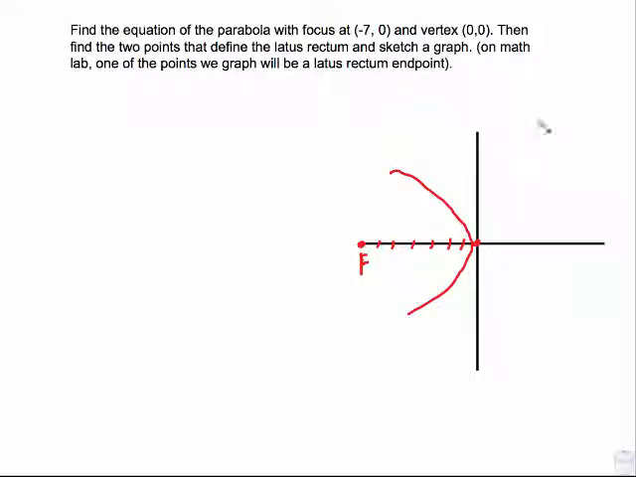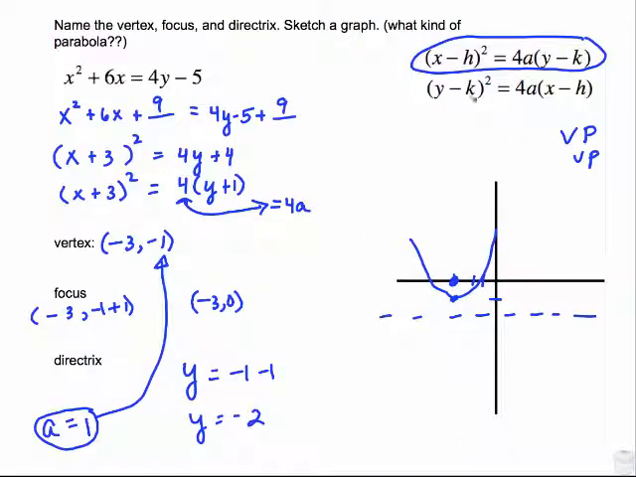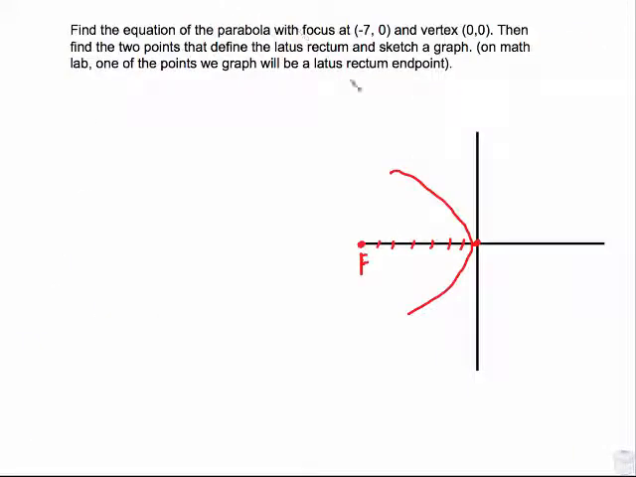Also, it is facing to the left. Now, instead of memorizing, we know we have these standard forms back here. There's two standard forms. You could memorize those, but I kind of like to build them and not have to do the memorizing. And this is what I do.